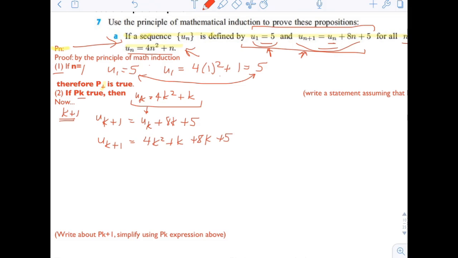In this particular case, I think it's good to know where we're trying to go. For example, this is the kth rule, right? For the k plus 1th rule, what we want is to end up with this: u subscript k plus 1 equals 4 times k plus 1 squared plus k plus 1. Okay, so this is where we want to go. And let's compare it to what we got here.